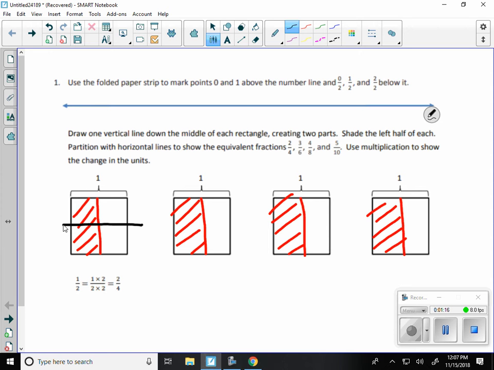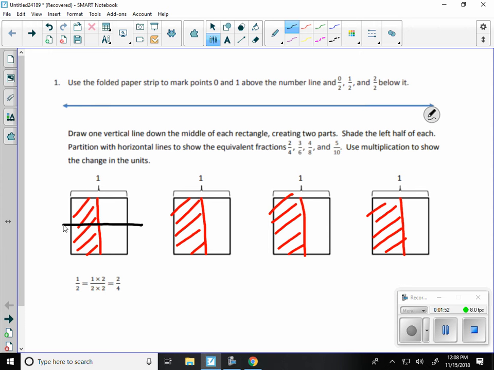No. So what I want you to do on one of your pieces of paper that is colored in, I want you to draw a line going the opposite direction horizontally to show 1/2 is equivalent to 2/4. So you should have 1/2 that's shaded in, and this one that you did right here, half of it should be shaded in already.